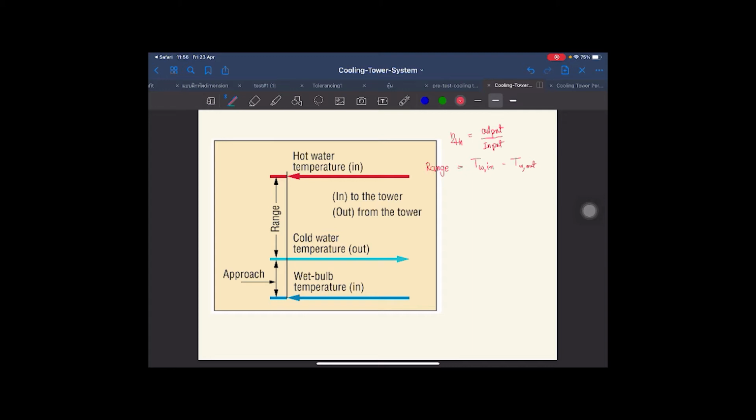Okay, the required input that we need to remove the heat from the water is what we call the ideal range. The ideal range is equal to the range plus the approach.